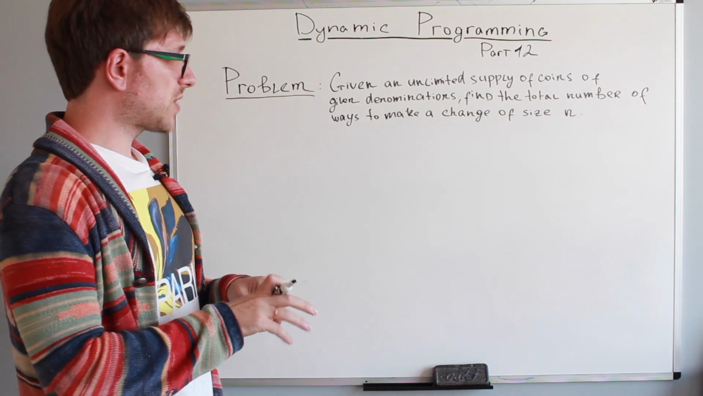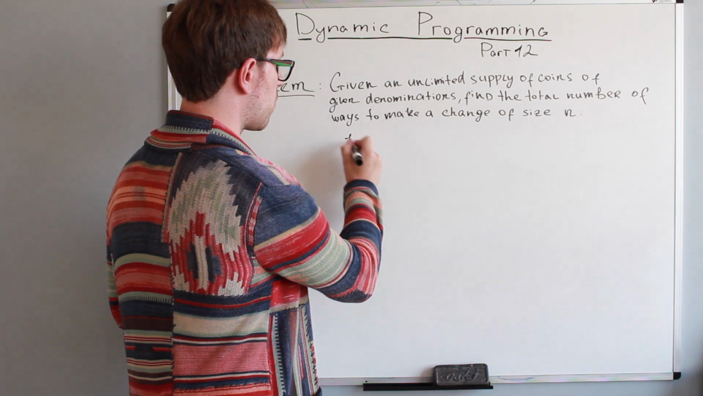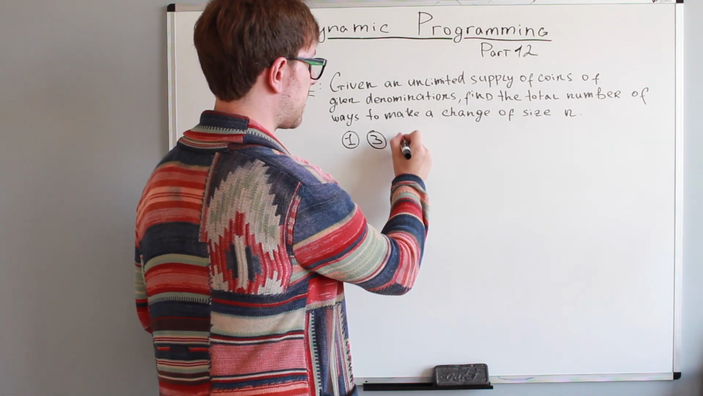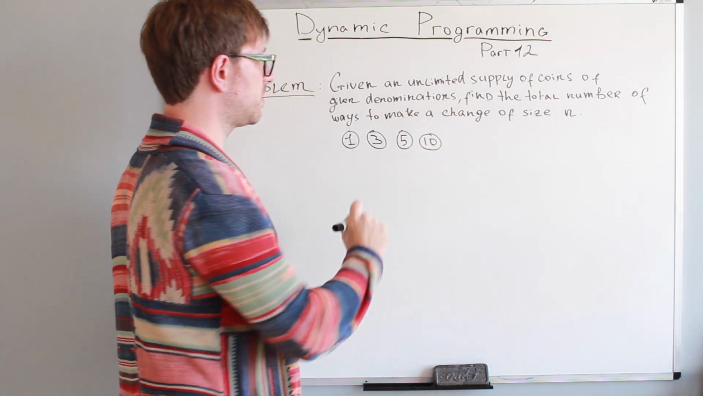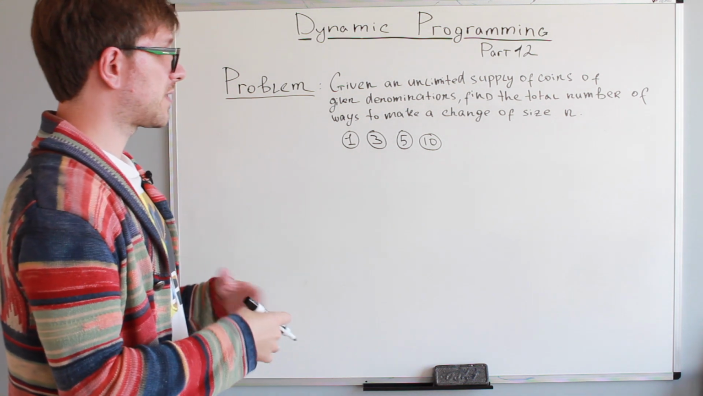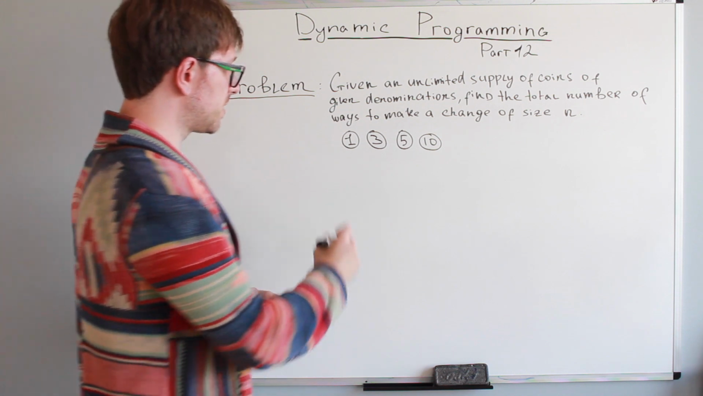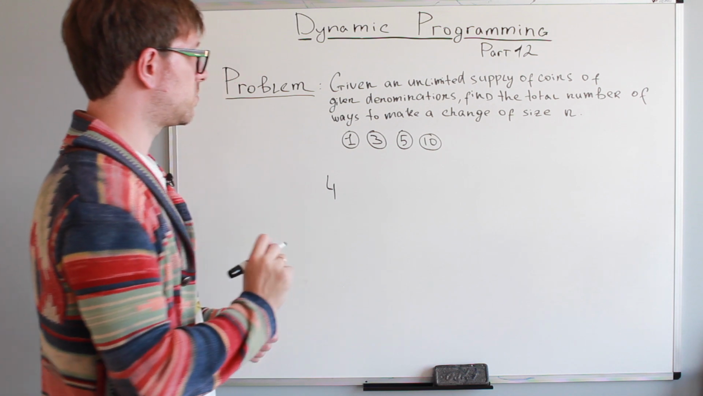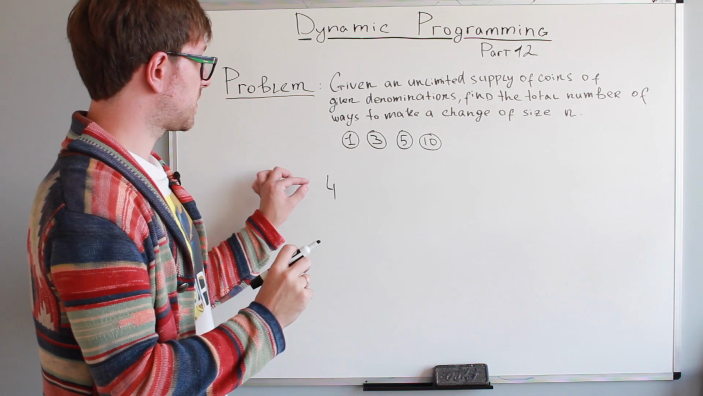Let's say that in some country, there are the following denominations: 1 cent, 3 cents, 5, and let's say 10. So we have 4 different denominations. Let's try to play with some examples in order to better understand this problem. So let's say we're given an amount, let's say n equals 4. How many ways to make a change of size 4?